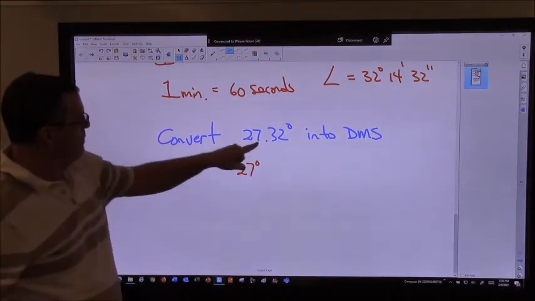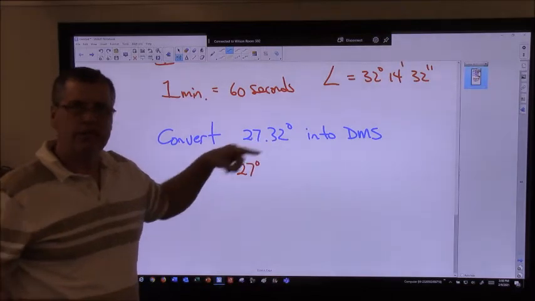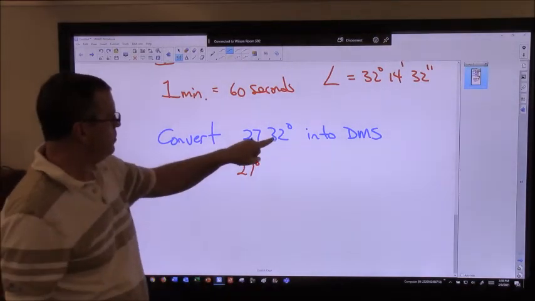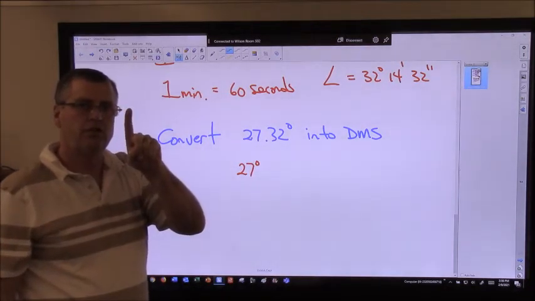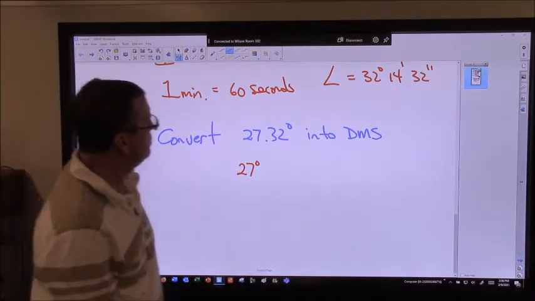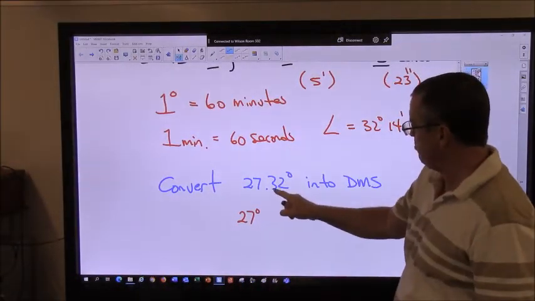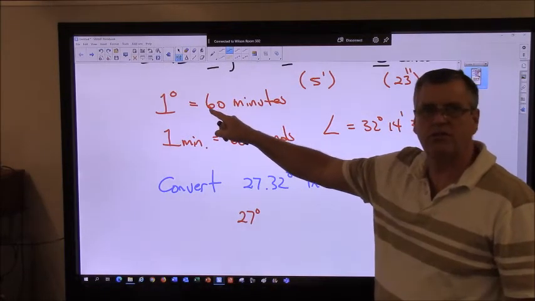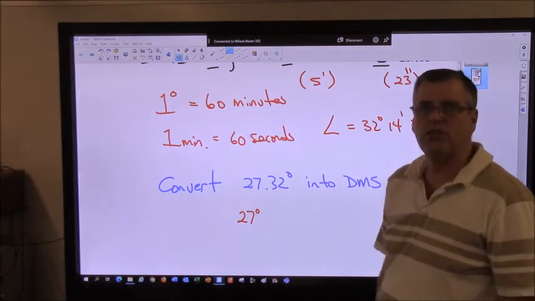And then what I have is 0.32 of a degree. Right? A decimal just means part of something. So I've got 0.32 of 1 degree. Well, 1 degree is the same as 60 minutes, right? So what I really have is 0.32 of 60 minutes. It's like a percentage. 32% of those 60 minutes.